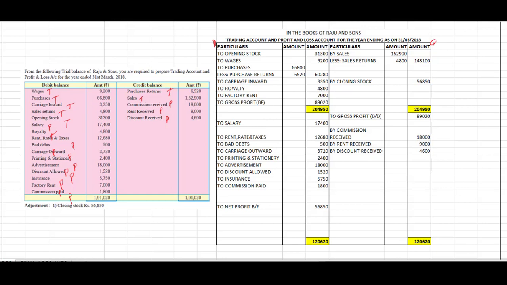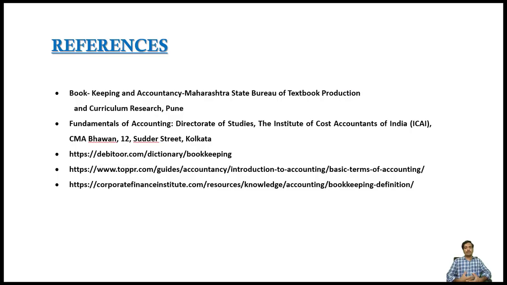This is all about the preparation of the trading account and profit and loss account. This is all about today's session. Hope you enjoyed this session also. If you want to study more about these contents, just go through the references which I quoted over the screen. These are the best references for further studies.